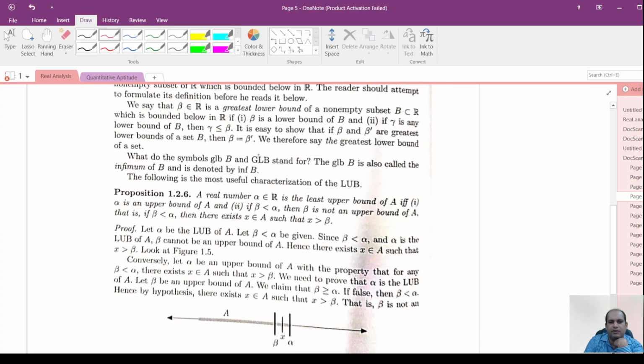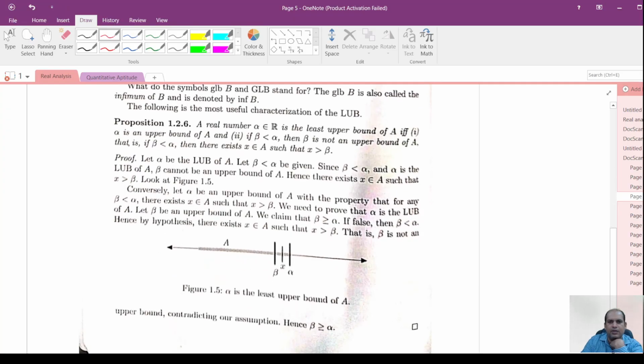Second result: a real number alpha is the least upper bound of A if and only if alpha is an upper bound of A, and if beta is less than alpha, then beta is not an upper bound of A. We will use this logic in proving the Archimedean property of R, because we have already assumed alpha as the least upper bound. So any real number less than alpha is not its upper bound. So how to discard this?